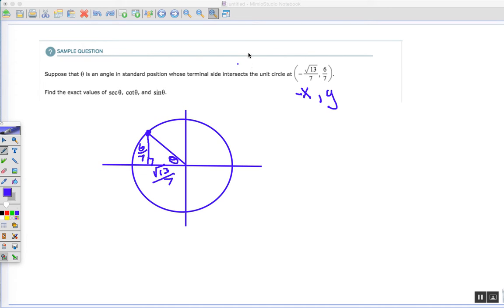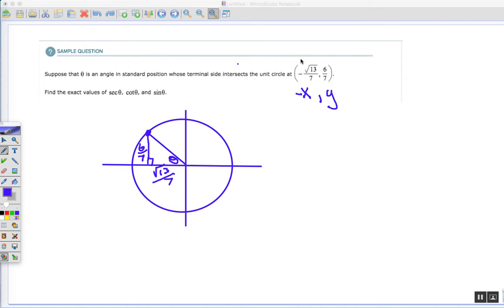All right, this problem is asking us to solve for the exact values of secant theta, cotangent theta, and sine of theta, given that we have an angle in standard position whose terminal side intersects the circle at the following coordinates. So the first thing you want to do is graph this.